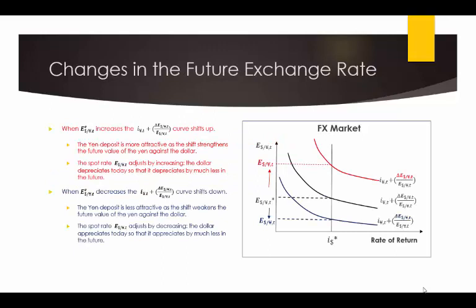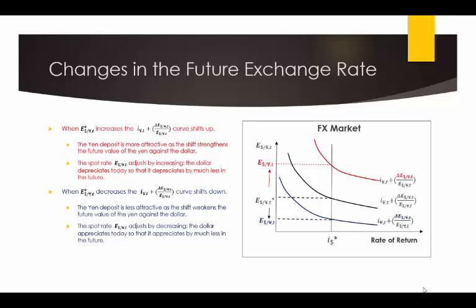We show these effects in the diagram on this slide. The initial outcome in the foreign exchange market is given by the black curves, and equilibrium occurs where UIP holds. If the expected dollar-yen exchange rate rises, the dollar rate of return on the yen asset curve shifts up and is now given by the red curve.